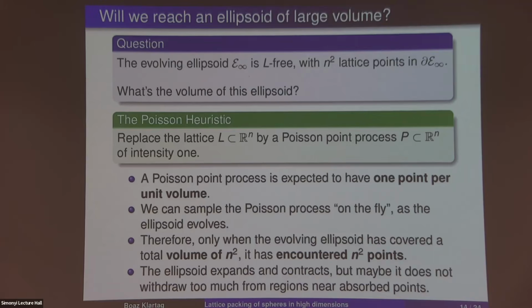Our heuristic is that you should replace the lattice by a Poisson process, see what you get there, and then hope that you can transfer the result back to the lattice. Okay, so what would we get? If you have a Poisson process in the plane, as he said, it has 1 point per unit volume.